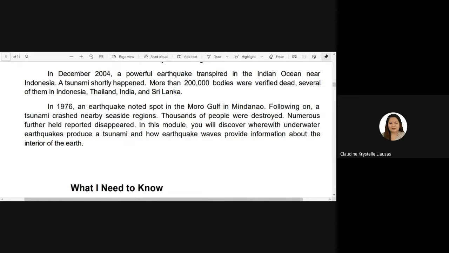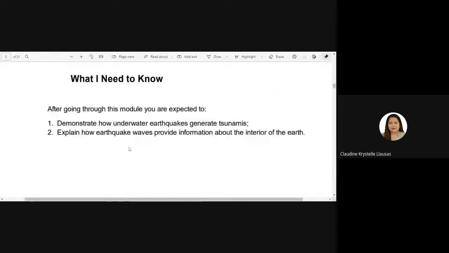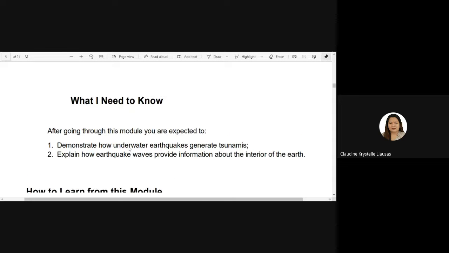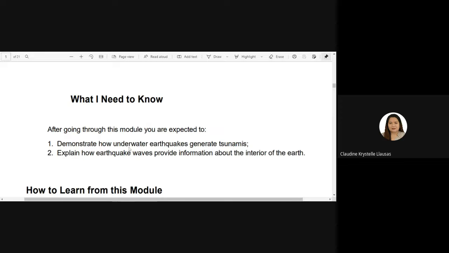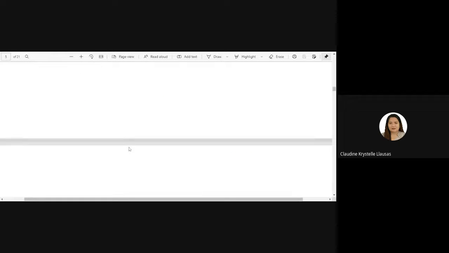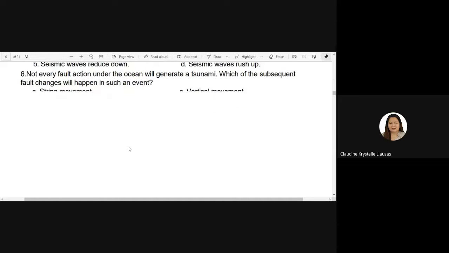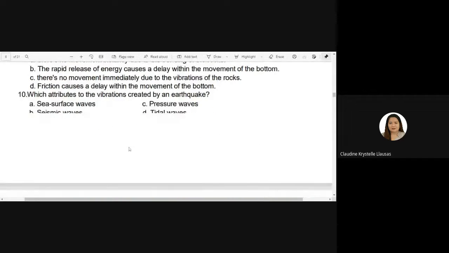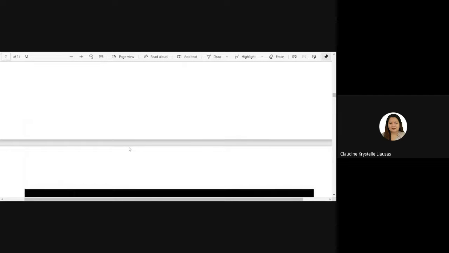Nakoy gipang mute kay para dili sasaw paminaw. Okay, we'll focus this module on tsunamis. So, in this module, you are expected to explain how underwater earthquakes generate tsunamis and how earthquake waves provide information about the interior of the earth. Again, what I know. Uy, kitsa to. 10 multiple choice questions. Agoy.